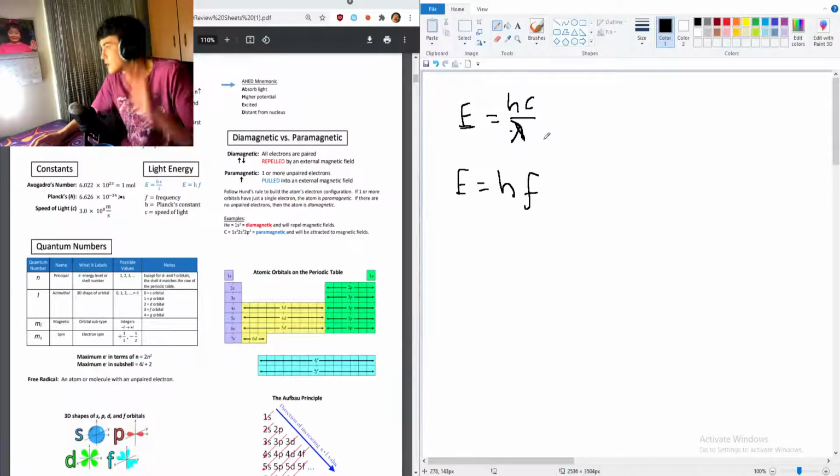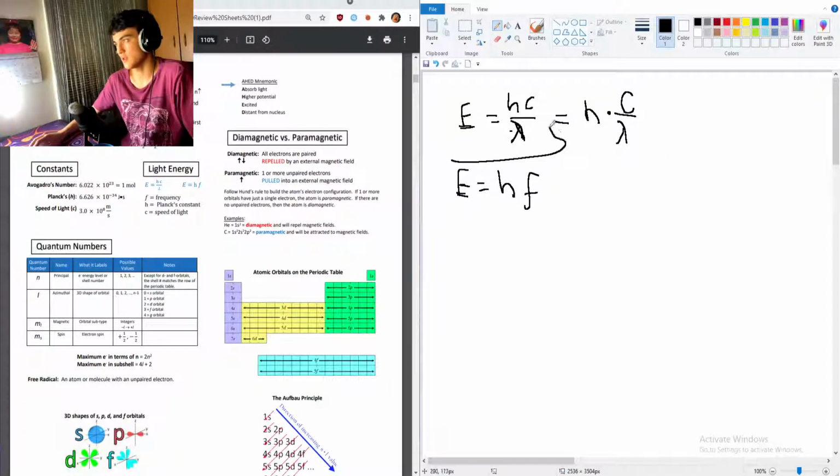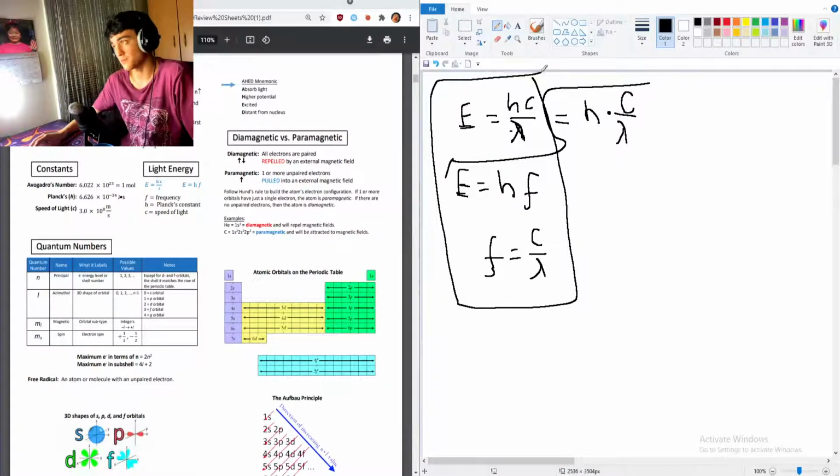Now, how does this make sense? How is this hf and how is this hc over lambda and it all gives us E? Well, one thing they're not saying here is that this is pretty much equal to h times c over lambda. So technically now we can see these look very similar. So we can tell that h is there, and f is pretty much c over lambda. So does frequency equal speed of light over wavelength? And it does. So we have three equations. But you only need to know this first one. When you know this one, you know every other one.